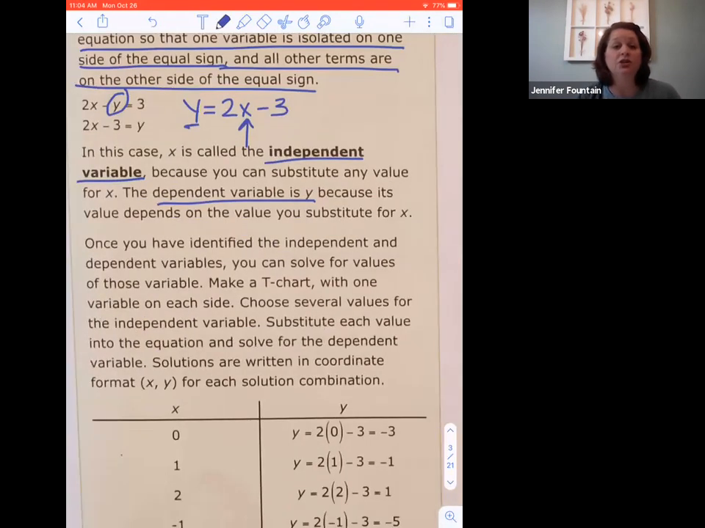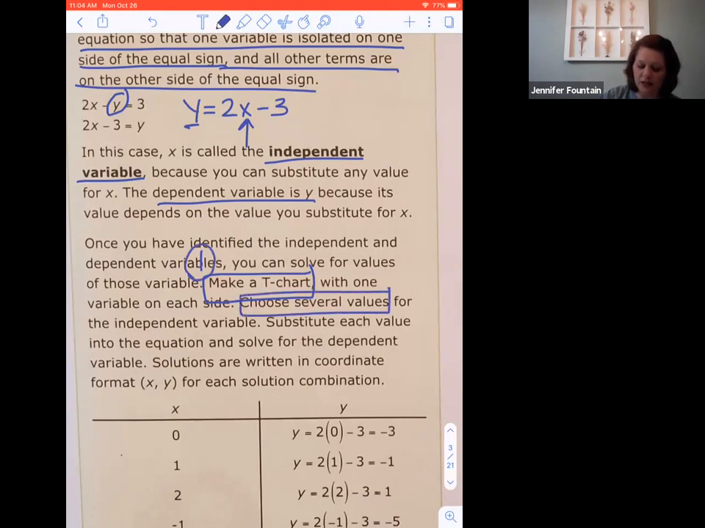So one of the ways to do this is to use a T-chart. It says, once you have identified the independent and dependent variables, you can solve for values of that variable. Make a T-chart with one variable on each side. Choose several values for the independent variable. So step 1 is to make a T-chart. I'm going to put a 1 by that. Step 2 is to choose several values for the independent variable, or for x. Substitute each value into the equation will be step 3. And then step 4 is to write your solutions in the coordinate format.